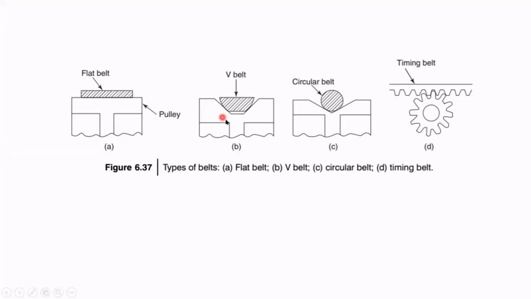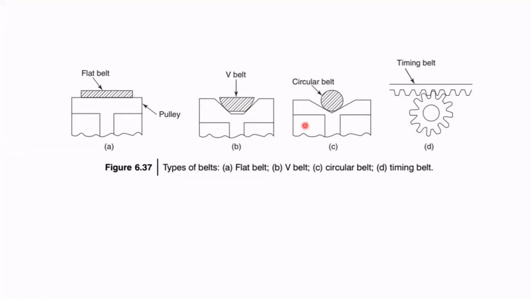V belt drives are used for short distances. If the distance between two shafts is less, we can use V belts, and V belts can transmit more power when compared with the flat belt because there is more contact between the belt and pulley. But the distance between the shafts should be short for a V belt.